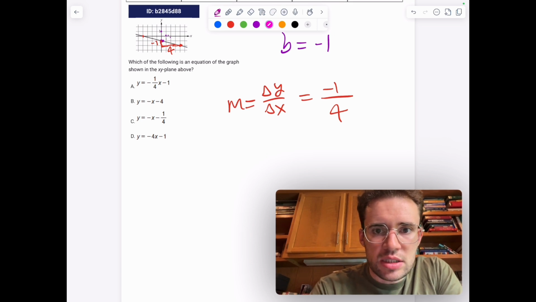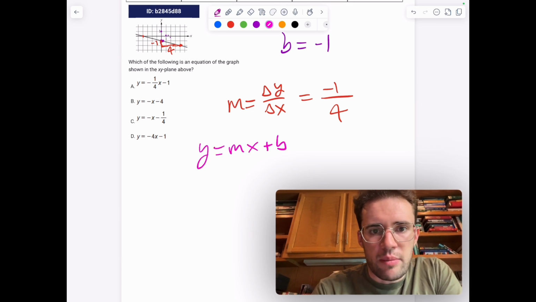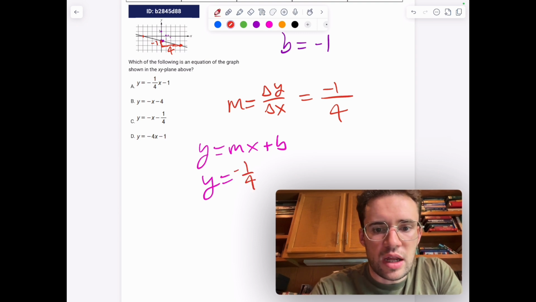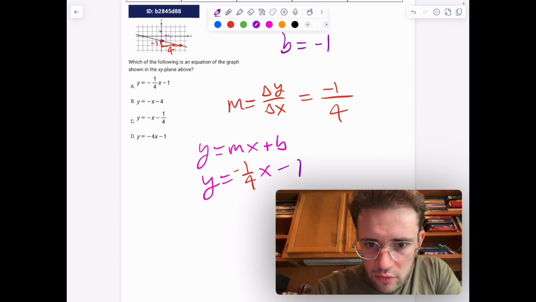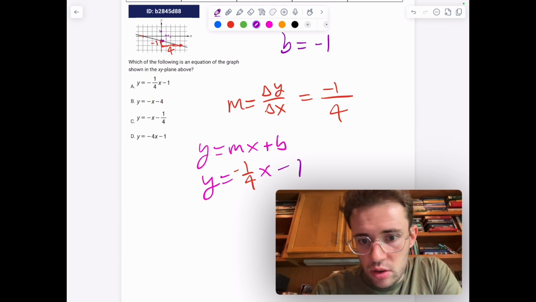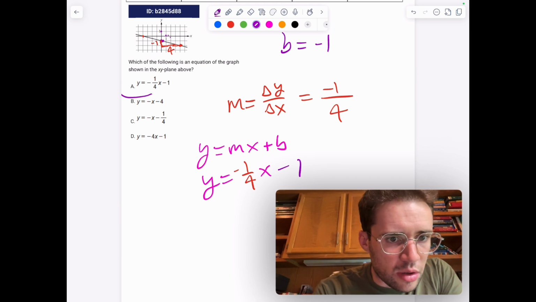If we write it in slope-intercept form, it's y equals mx plus b. That's going to be y equals, our slope we said was -1/4, so -1/4 x plus b, plus -1 means -1. So we're looking for -1/4 x minus 1. They might write it as -x over 4. No, they just wrote it as that.